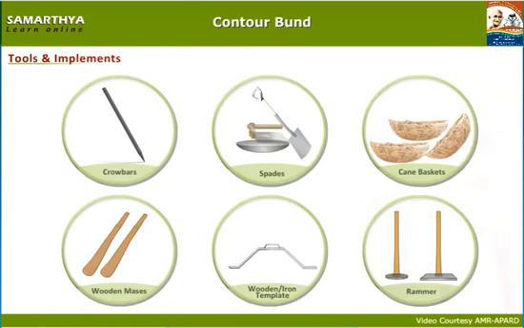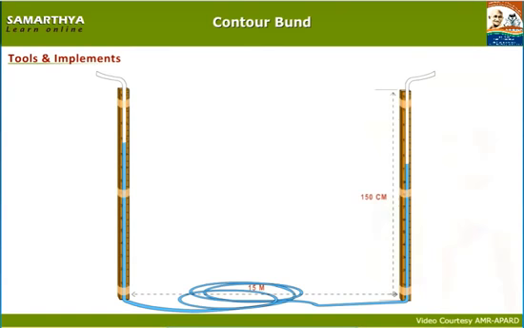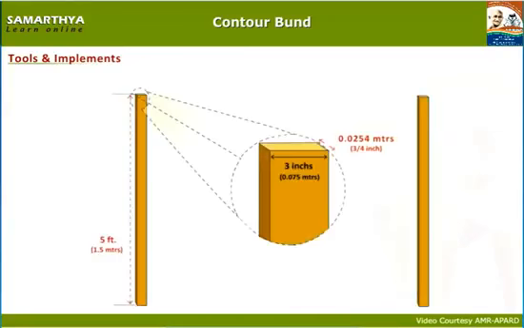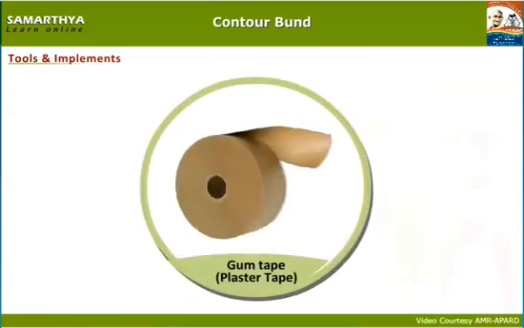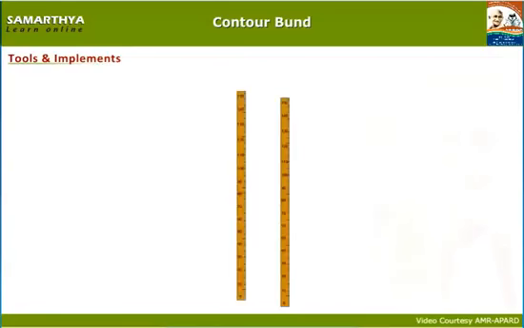Hydro marker. A tool used to measure land slope is called a hydro marker. Materials required for making a hydro marker: 2 wooden plates with a length of 5 feet, 1.5 meters, width of 3 inches, 0.075 meters, and a thickness of 3 by 4 inch. Thin water pipe used by masons. Gum tape for pasting, plaster tape. 2 tailor tapes of length 5 feet, 1.5 meters.